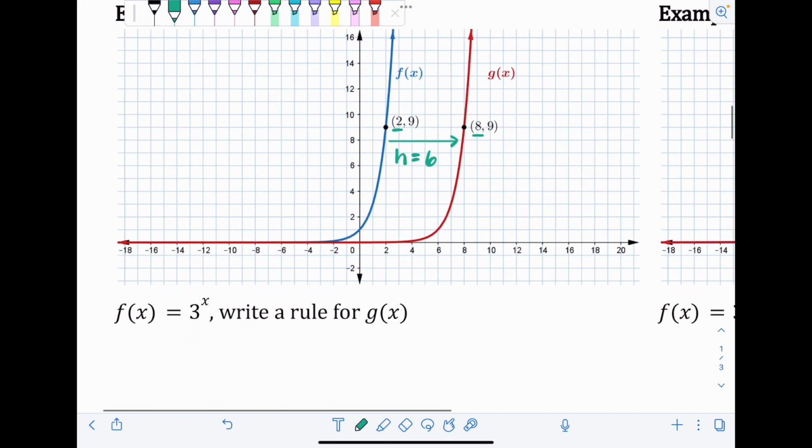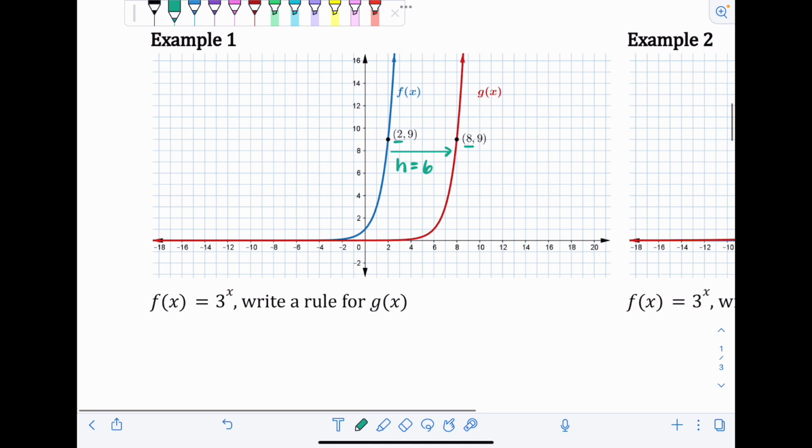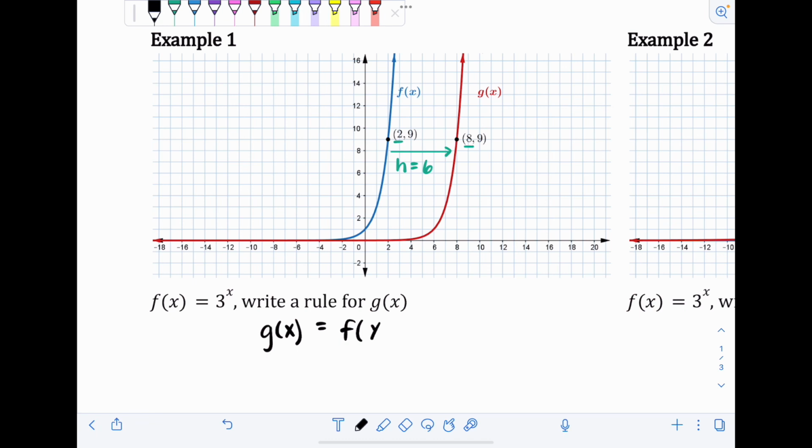So our original function was f of x equals 3 to the x. We want to write a rule for g of x. I'm going to write more of a general function rule first before we worry about the 3 to the x part. So it's going to be g of x equals f of x minus h. That's what we would use for a horizontal translation. And then I'm going to take the h out and put the 6 there, since we know h is 6, since we're going 6 to the right.